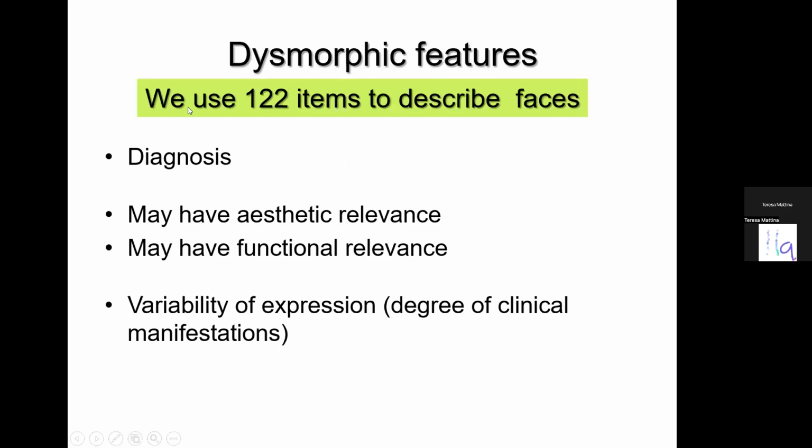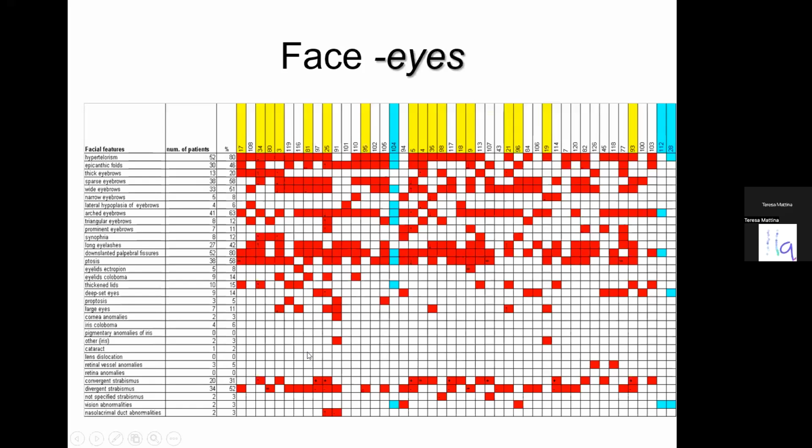Dysmorphic features: we used 122 items to describe faces. The faces help in the diagnosis, and may have just aesthetic relevance. Usually our children are very nice, but may have functional relevance. Ptosis, as I told you, may make it difficult for children to walk, and there is a variability of expression that we can see.